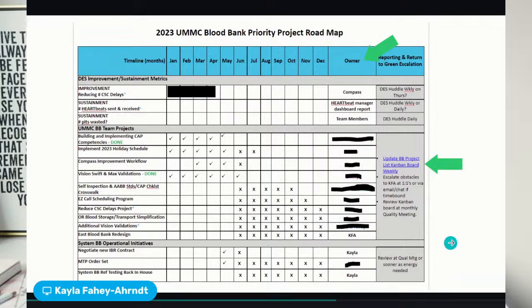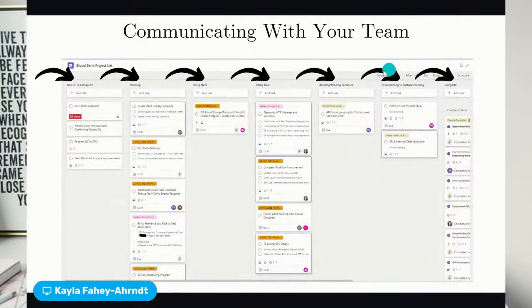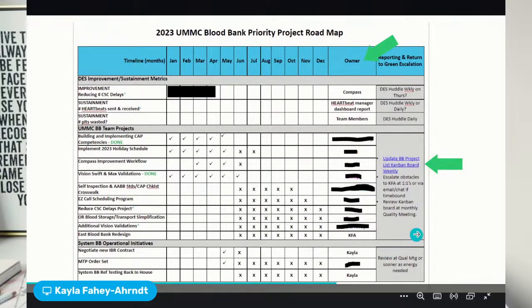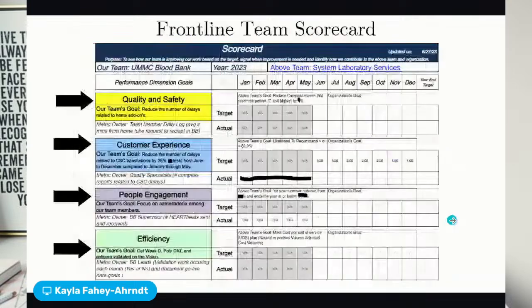So I love this dashboard paired with the Kanban board where we're moving all the projects around. And this is really, kind of, in chronological order. I just created this. I think this is in PowerPoint, but you could do this in Excel very easily. And then, like I said, we review it monthly at our quality meeting, and that's also when we update the check marks and the X's.